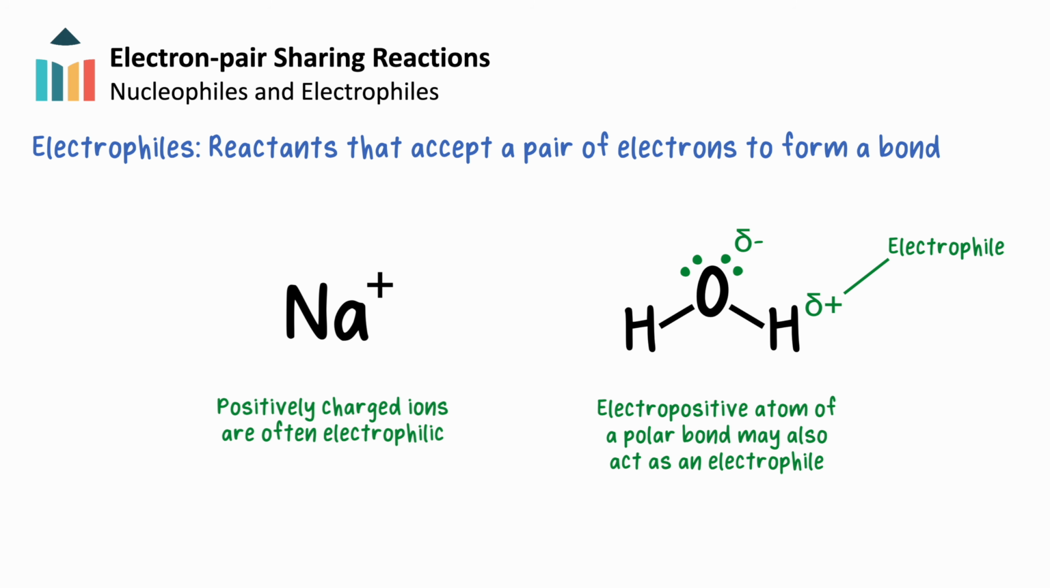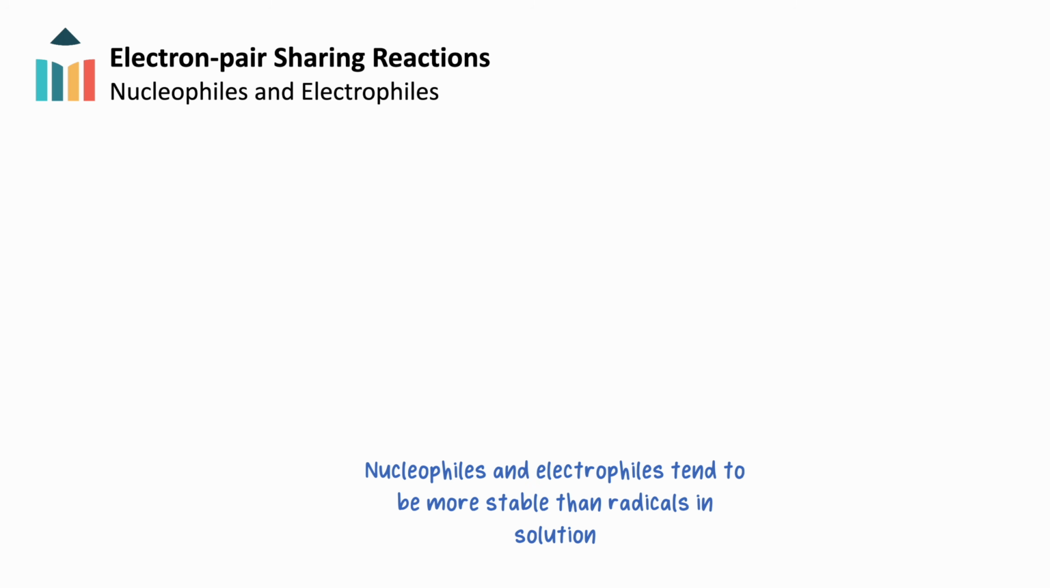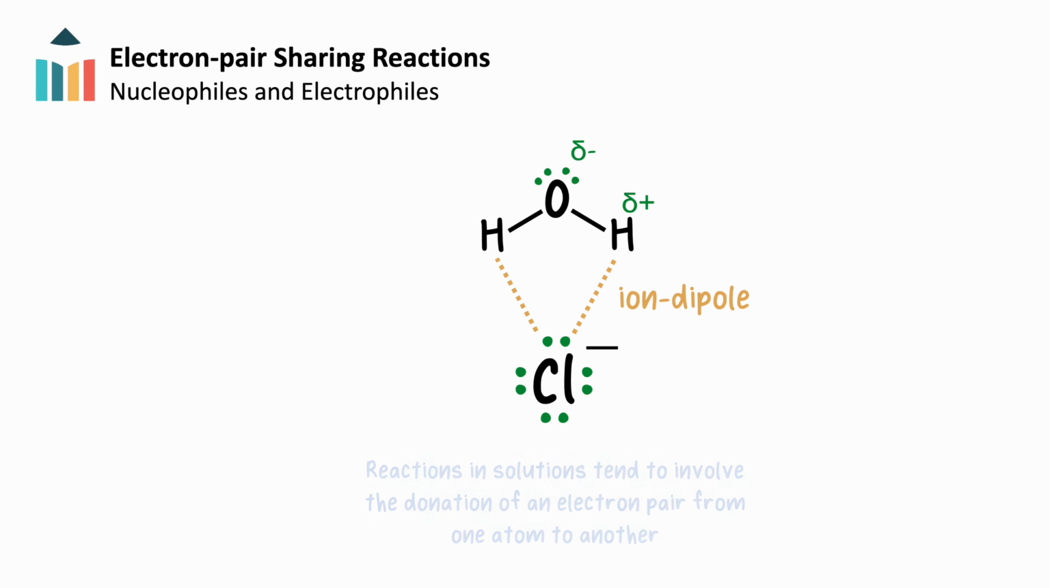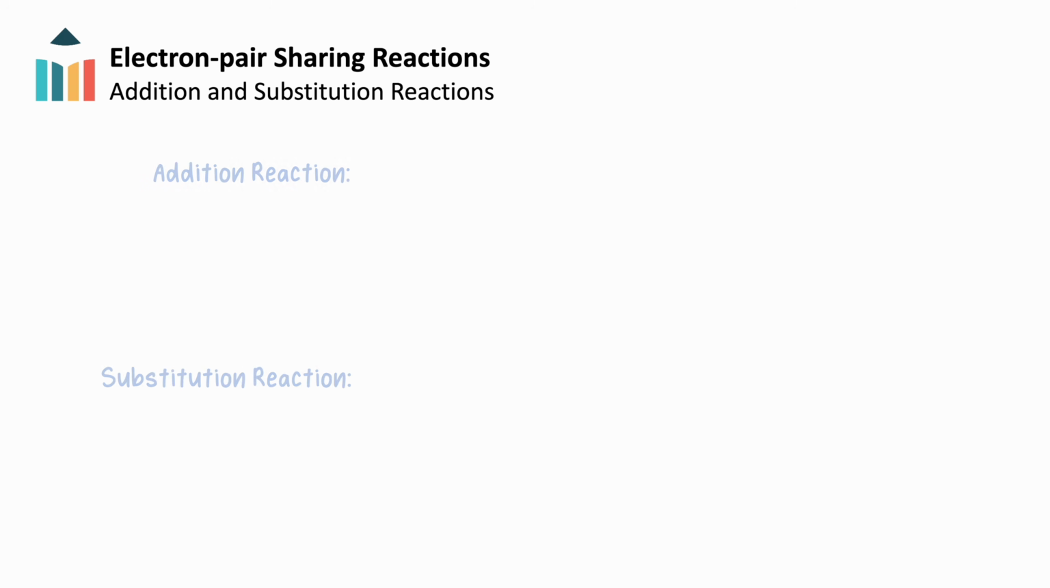the hydrogen in water. Nucleophiles and electrophiles tend to be more stable than radicals in solution, as they're able to form strong ion-dipole and dipole-dipole interactions with solvent molecules. Thus, most reactions in solution involve the donation of an electron pair from one atom to another. As we discuss different types of electron pair sharing reactions, we'll classify them as either addition or substitution.